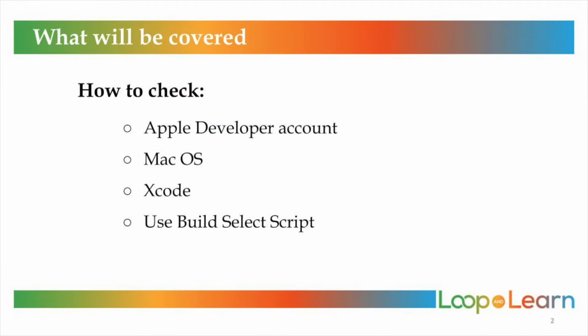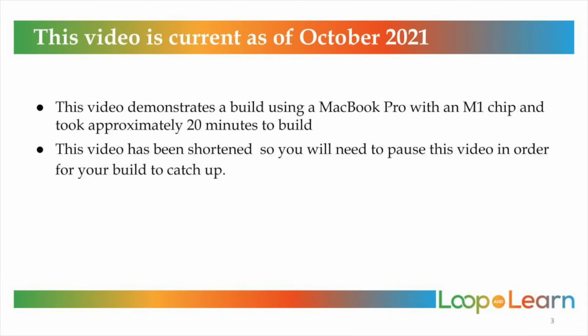In this video, we'll cover how to check on your Apple developer account, macOS, Xcode, and how to use the Build Select script. All versions of macOS and Xcode in this video are up to date as of the making of the video in October 2021. On my MacBook Pro with an M1 chip, it took me around 20 minutes for the entire Loop build process, starting with checking the Apple developer account and ending with build succeeded.